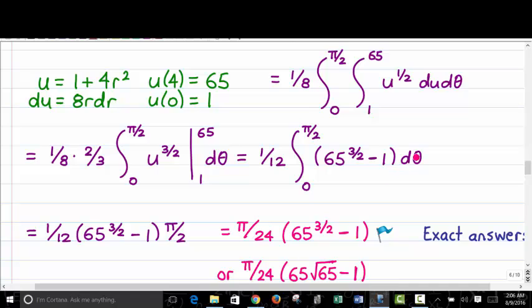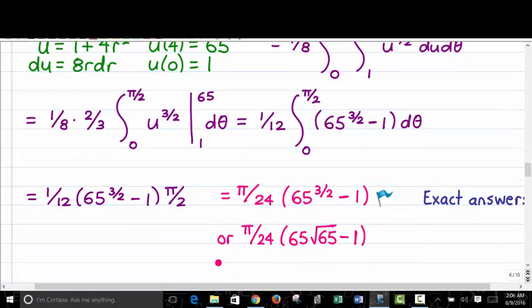And now we're just integrating d theta with no other function of theta there, so that's just going to produce a theta. I don't even hardly show that step anymore. But it produces a theta, so you have pi over 2 minus 0, so it just drops a pi over 2 right in there. So I combined all the terms, and pi over 2 with 1/12 makes pi over 24.